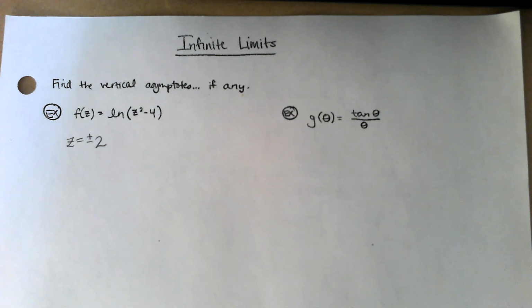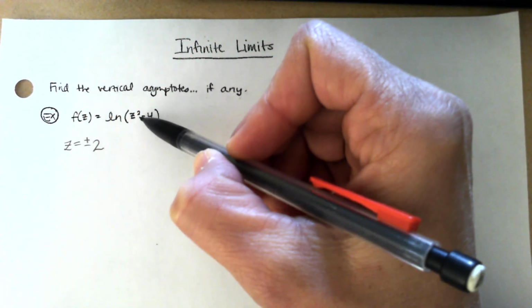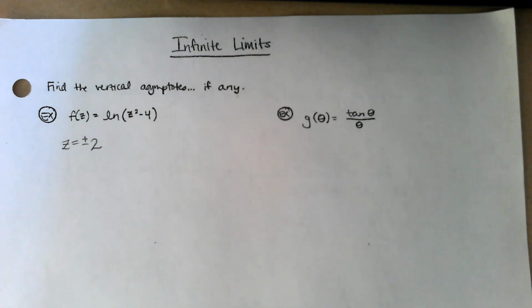Because it approaches it. Yeah, if you look at it in terms of the parent graph. Do you know what the parent graph is? ln of x, yeah. Well, we do know what the natural log of x is, but this is x squared.